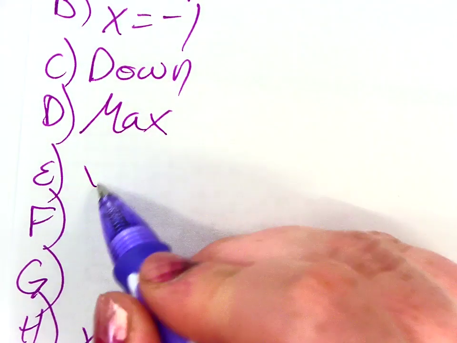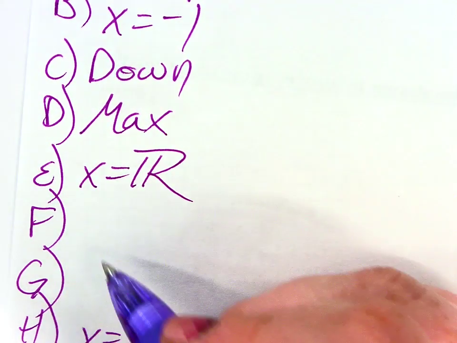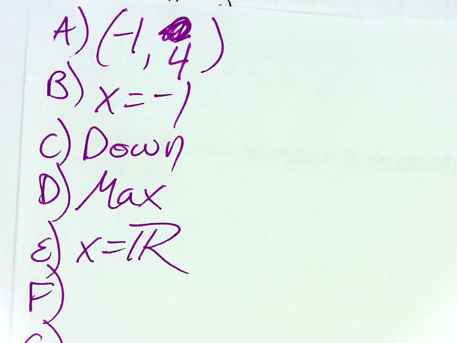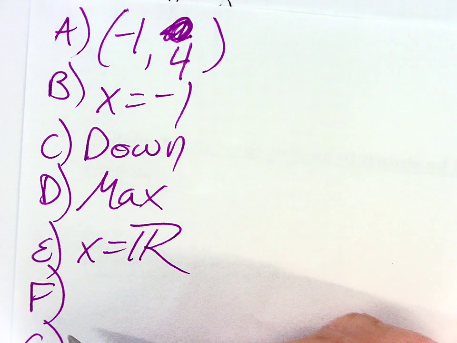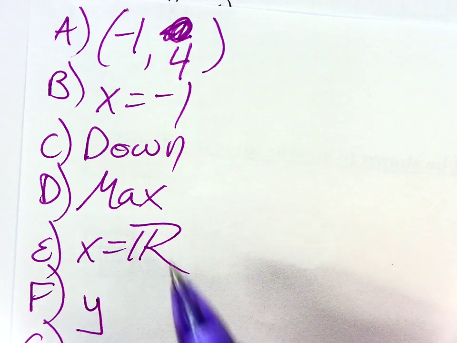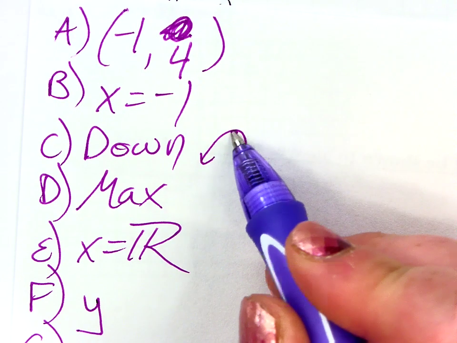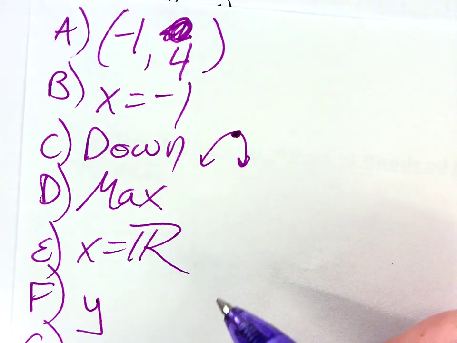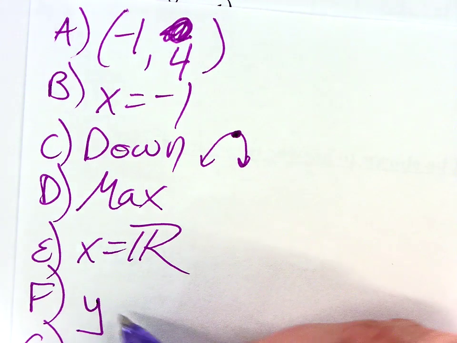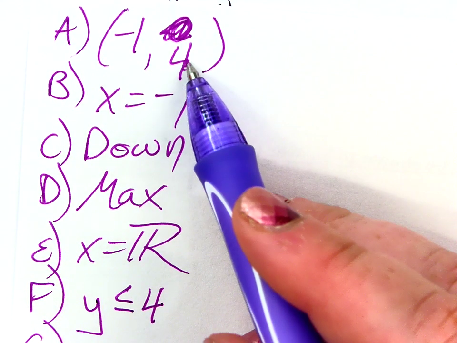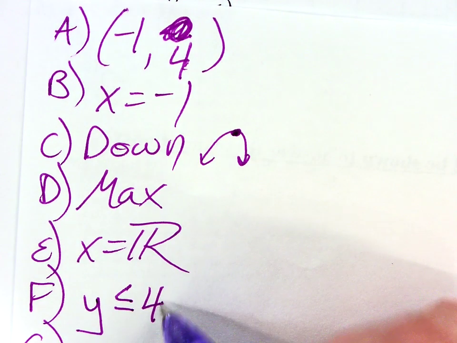E was the domain. X is all reals. That's always what it is. What is A? The vertex. In our case, it's negative 1, 4. F, the range in this case: if my parabola is down, the range would be y is less than or equal to 4. Remember, it's always the same as the y coordinate of the vertex.